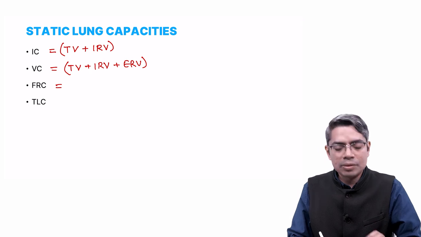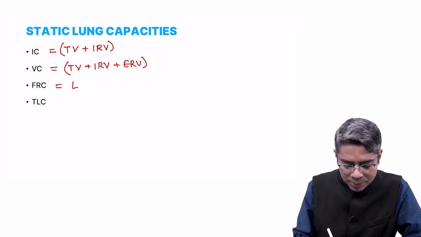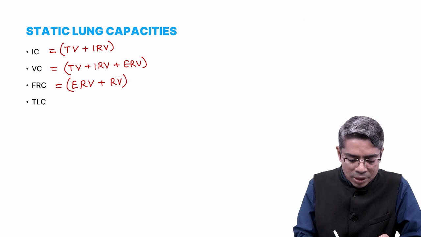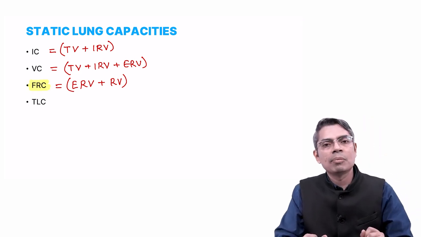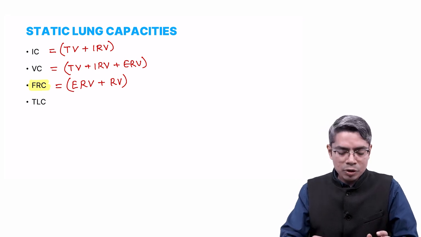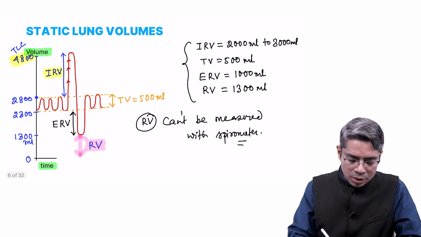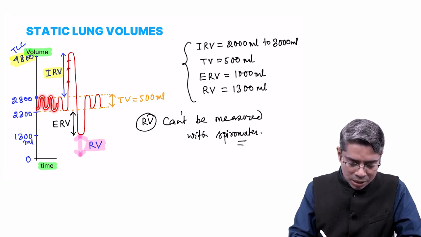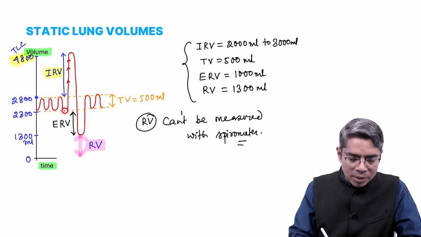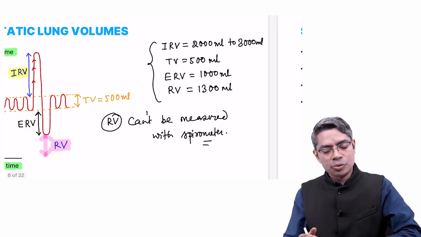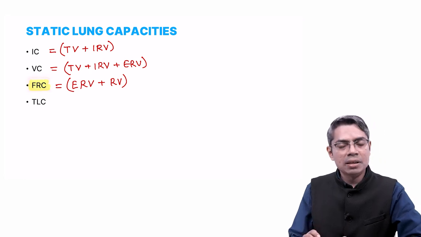FRC, the functional residual capacity, we have discussed multiple times: if you add up ERV, expiratory reserve volume, and residual volume, then the combination is known as the functional residual capacity. This is known as the resting lung volume or relaxation lung volume, and this is the volume of the lung which will remain inside after normal expiration. Look here: inspiration, expiration, inspiration, expiration. At the end of normal expiration, what is the volume of air remaining inside the lung? Both the residual volume and expiratory reserve volume are remaining. The combination of these two is known as the functional residual capacity.